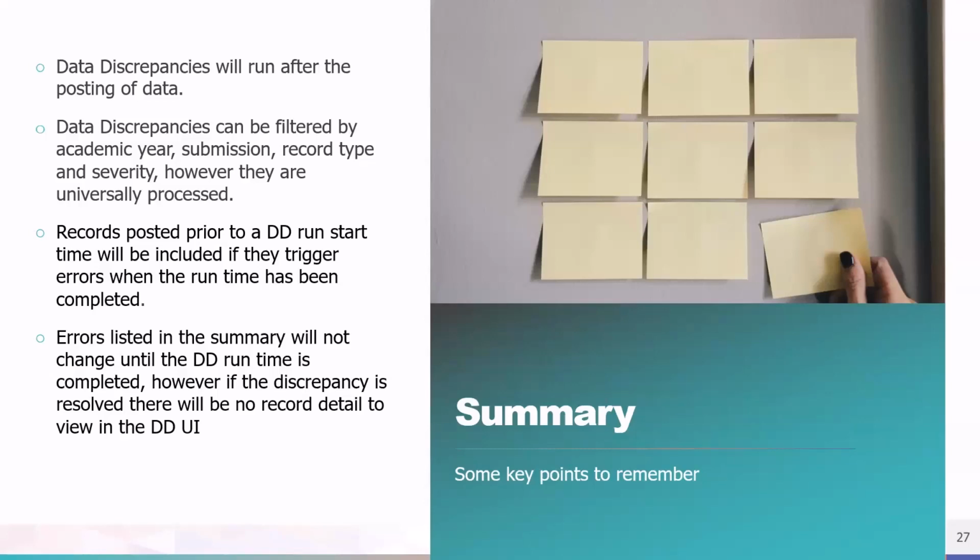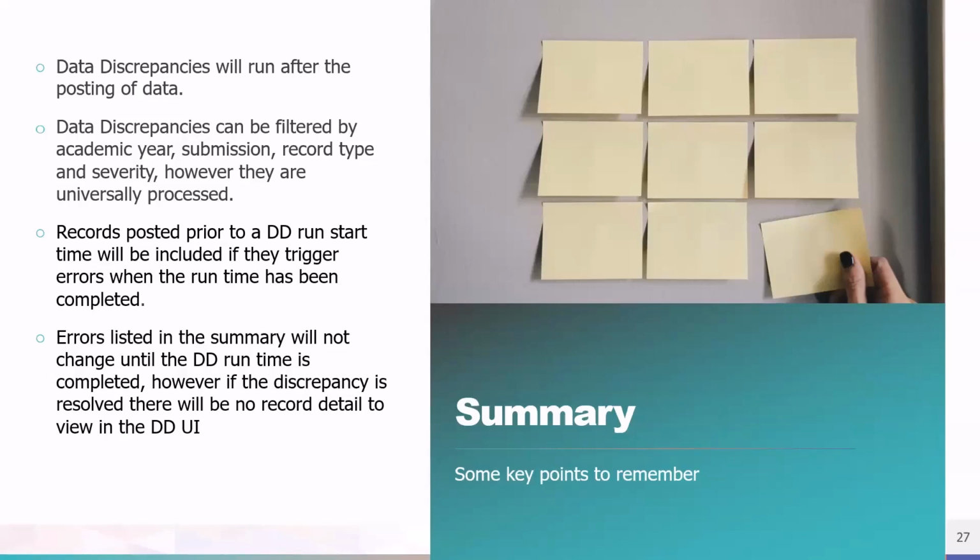Records posted prior to a DD run start time will be included in the results if they trigger errors, but only after the run time has been completed. So remember the process: the run start time tells you anything posted prior to this time will be included when the processing has completed. And that run completed time tells you that you should have a new summary and a new listing of records on your DDUI. Errors listed in the summary will not change until the DD runtime is completed.